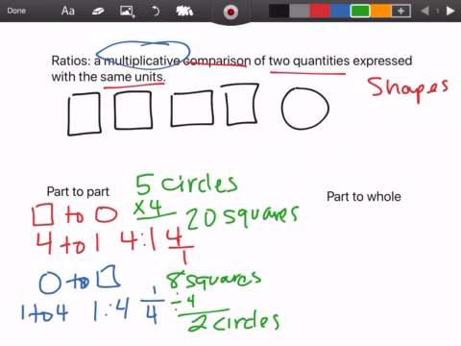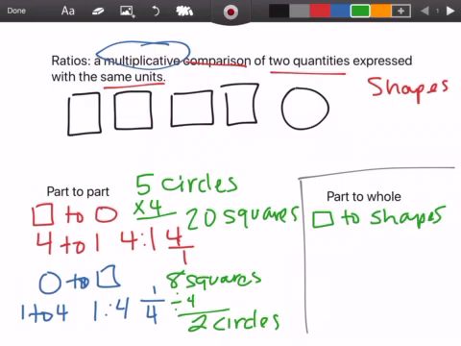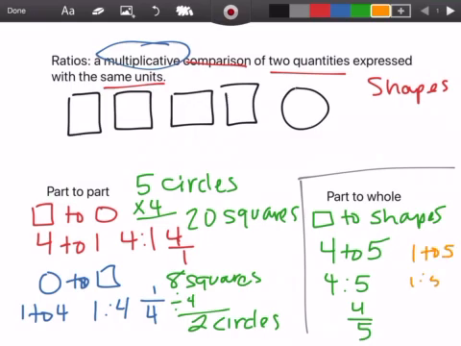All right, now the part to whole, that would be me comparing maybe squares to all the shapes. So there's 4 squares to 5 shapes total. It's all of them together. We can write that 4:5 or 4/5. If we did the circles compared to all the shapes, that would be 1 to 5, 1:5, or 1/5. So that's the difference between part to part and part to whole.